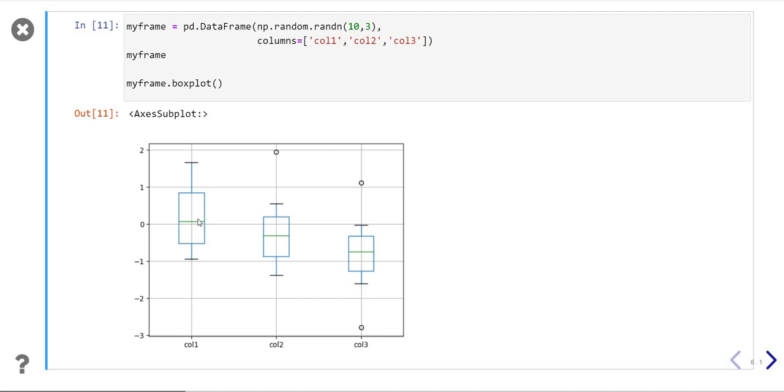So in the first column you can see the median, the center point of the data distribution, is somewhere around here. And this is the maximum, this is the minimum. Likewise you can see for column 2 and also column 3. But sometimes you can see some outliers. So from this visualization, it is important for you to take note that there are outliers, and decide what you want to do with them.